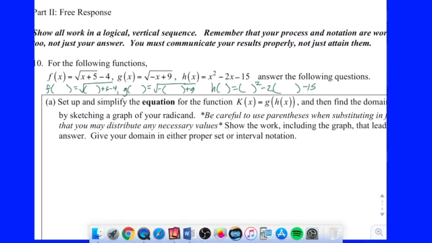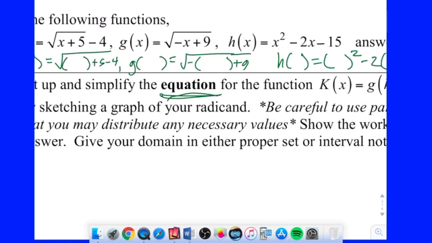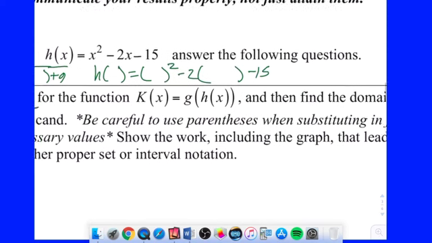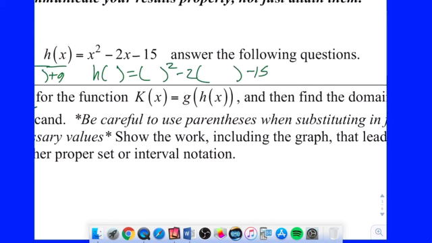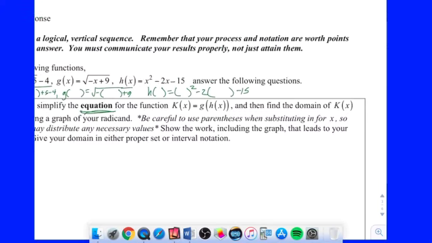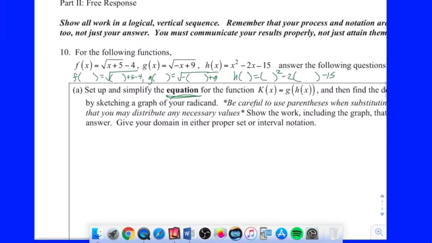Remember, we did that like on day 1. I told you that's what you could do to help yourself plug in the functions correctly so that you don't miss distributing negatives. All right, now you don't have to do that. Maybe you're advanced and you don't have to do that. Let's read this. It says, set up and then simplify the equation. A lot of people were not writing equations, but expressions for k of x equals g of h of x. So we're plugging h into g. And then find the domain of k of x by sketching the graph of your radicand.